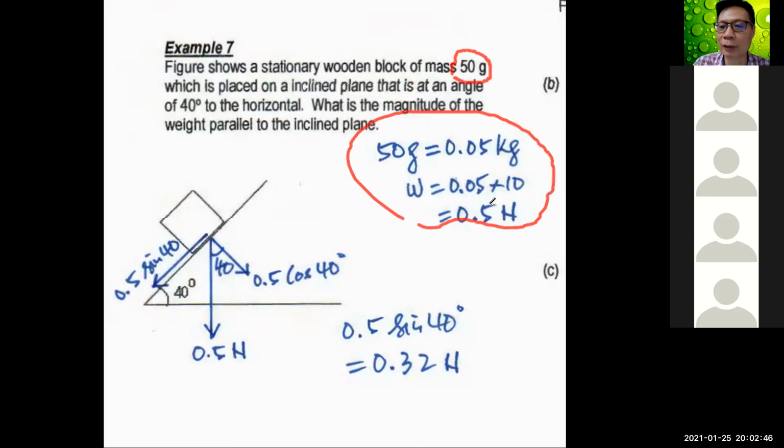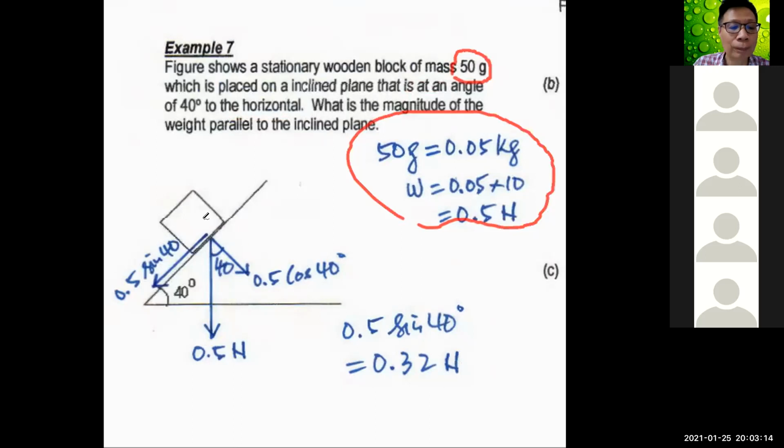You calculated already, 0.5 Newton. So it must be a vertical one, the weight comes down. When this angle is 40, automatically here becomes 40. Sure, this angle is the same. Since the angle 40 is here, this component becomes 0.5 times cos 40, whereas this one will become sine.